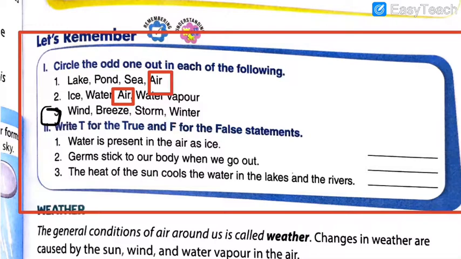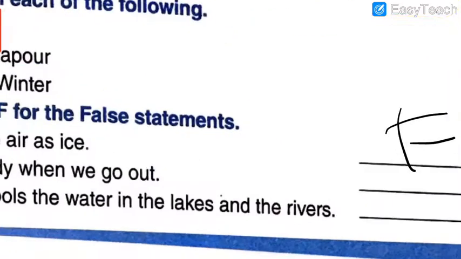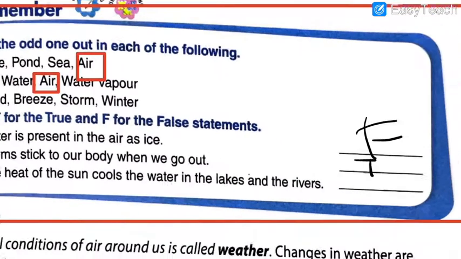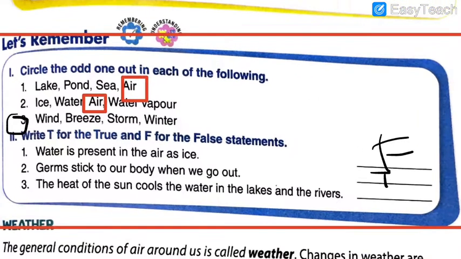Now in the next: ice, water, air, water vapor. Which is the odd one? Here air again is the odd one. Why? Because ice, water and water vapor are all three forms of water. But air is not a form of water. That is why again here air stands out, it is the odd one.